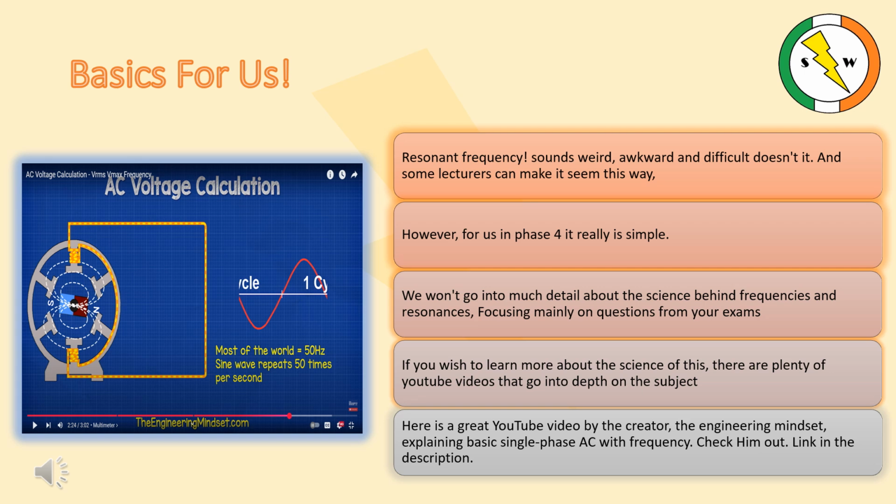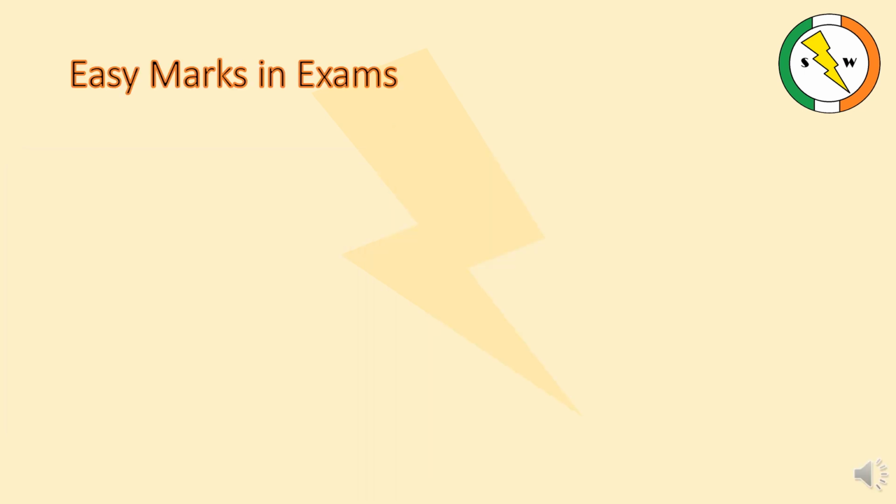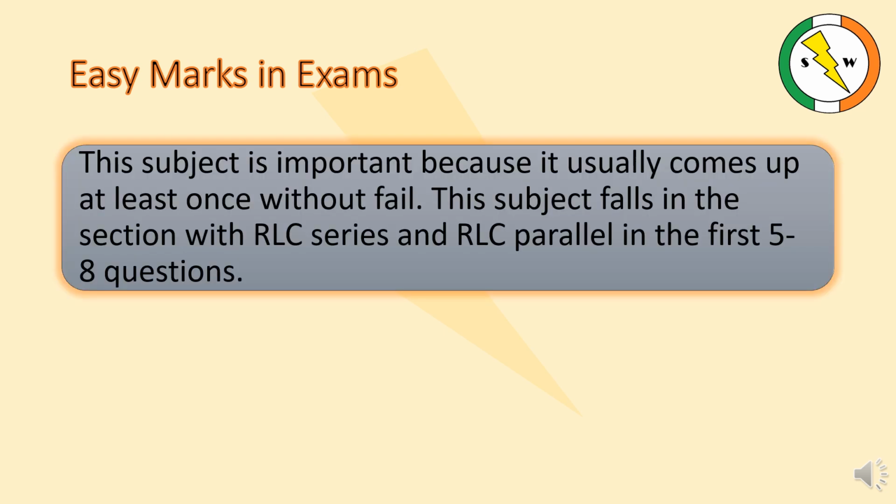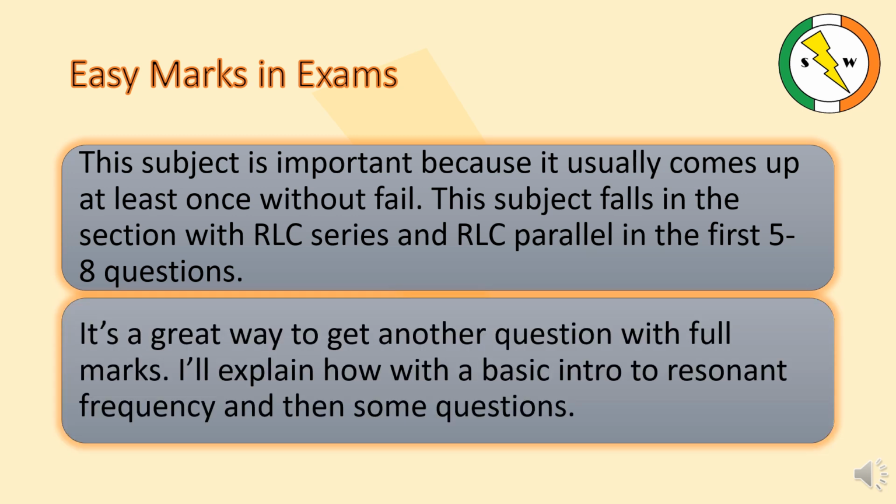But for now, we just really keep this simple. So just like the title says, this is easy marks in your exam. The subject is important because it usually comes up at least once without fail. And the subject falls into the section with RLC series and RLC parallel. So that's the first 5 to 8 questions of your T1 exam. It's a great way to get another question with full marks. I'll explain how, first with a basic intro, and then we'll do some questions.